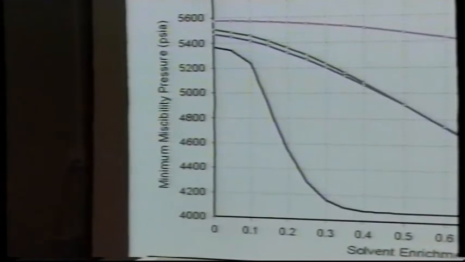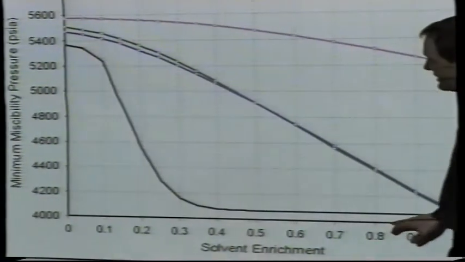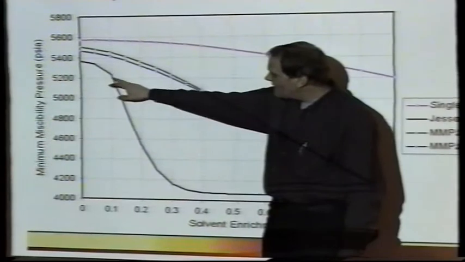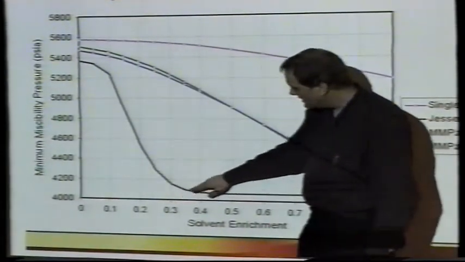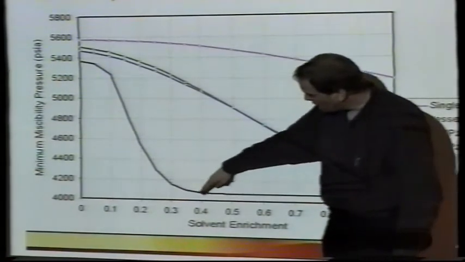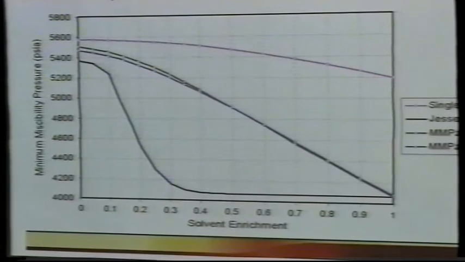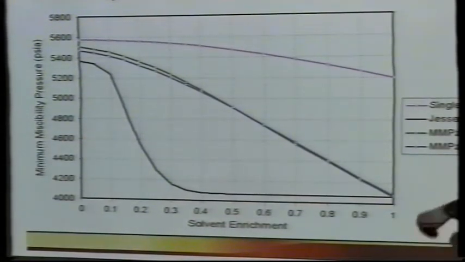Here's what Jessen and Michelson and Stenby predict. They predict a rapid drop-off in miscibility pressure until they reach about 40% solvent enrichment, and then it stays flat. No more change in the MMP after that enrichment point.